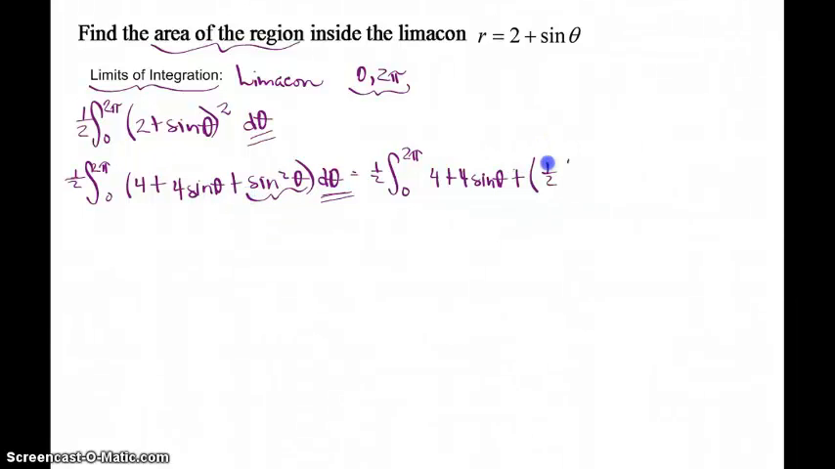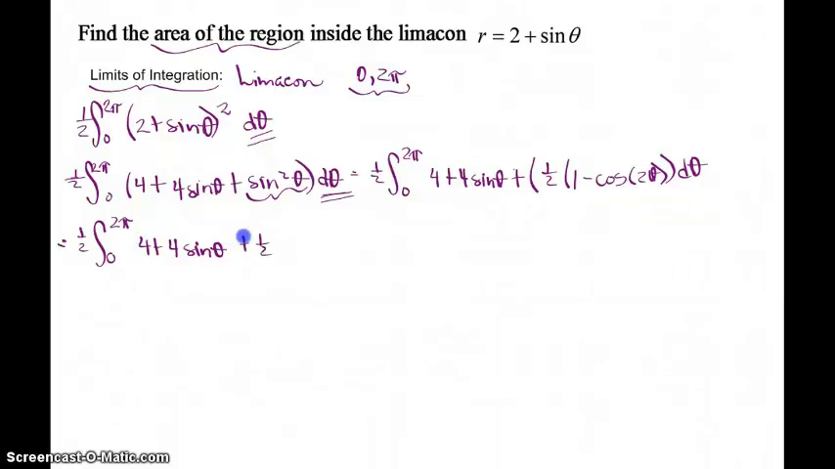said was 1/2 times the quantity 1 minus cosine of the double angle measure, and that's d theta. So again, more algebra steps to clean it up. I don't want to rush through it too quickly, but you get the idea. 4 plus 4 sine of theta plus 1/2, I'm distributing this 1/2 now, minus 1/2 cosine of 2 theta.